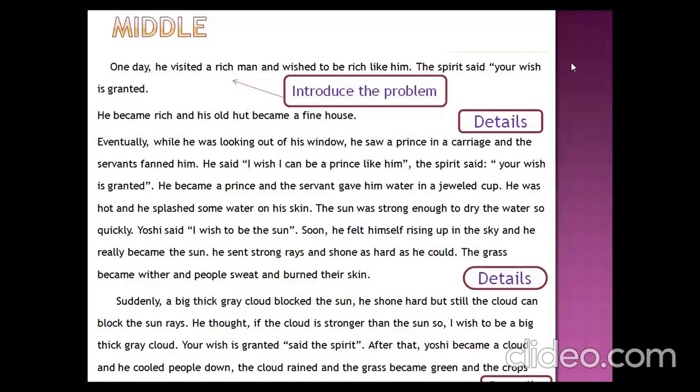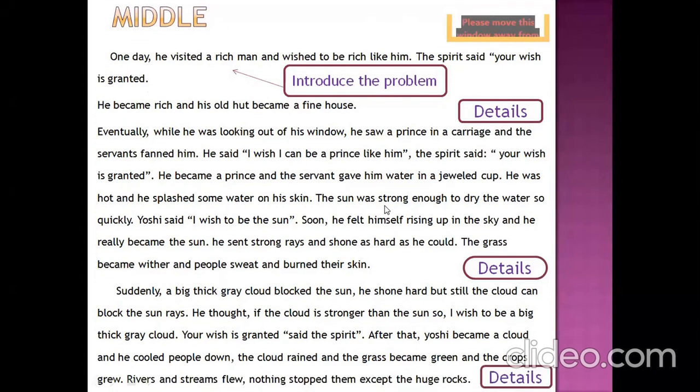Well, the last detail here. Suddenly, a big thick gray cloud blocked the sun. He shone hard, but still the cloud could block the sun rays. He thought, if the cloud is stronger than the sun, so I wish to be a big thick gray cloud. Your wish is granted, Yoshi, said the spirit. After that, Yoshi became a cloud, and he cooled people down. The cloud rained, and the stream became green, and the crops grew. Rivers and streams flew. Nothing stopped them except the huge rocks.